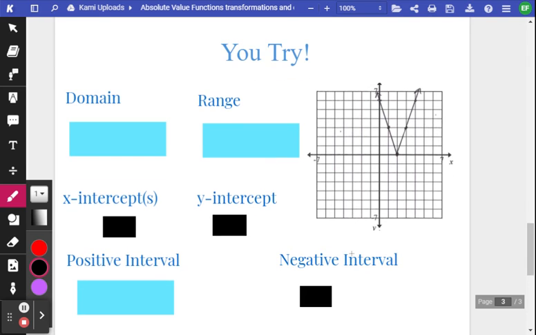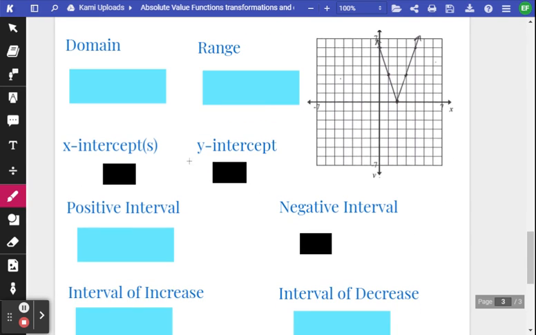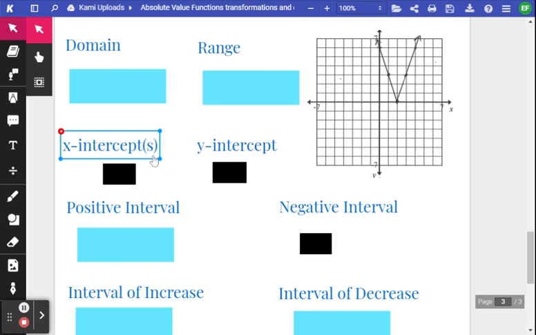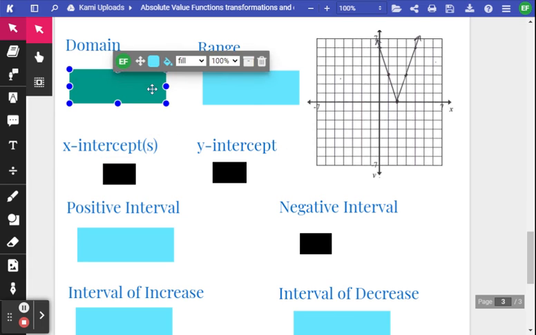So now you try. Pause the video, take a look at the graph that's here, and see if you can state the domain, range, x and y intercepts, positive and negative intervals, and intervals of increase and decrease. When you're ready to check your answer, go ahead and hit play. All right, here we go.